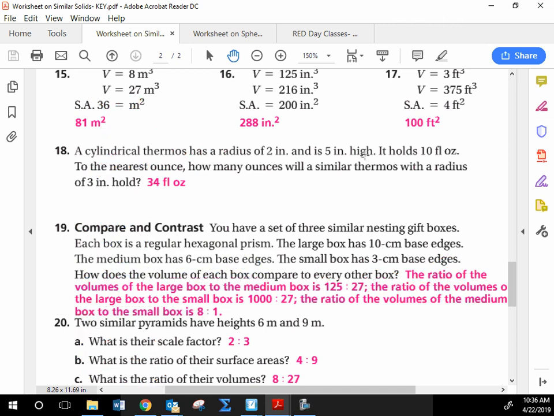Alright, so 16 is very similar to 12. And 20 was very straightforward. There's nothing crazy with that. Just make sure you simplify first. Like for number 20, if you said that their scale factor was 6 to 9, that's not fully correct because it's not been simplified. And if you said their surface areas was 36 to 81, again, it's not simplified. So make sure you simplify before you square and cube.